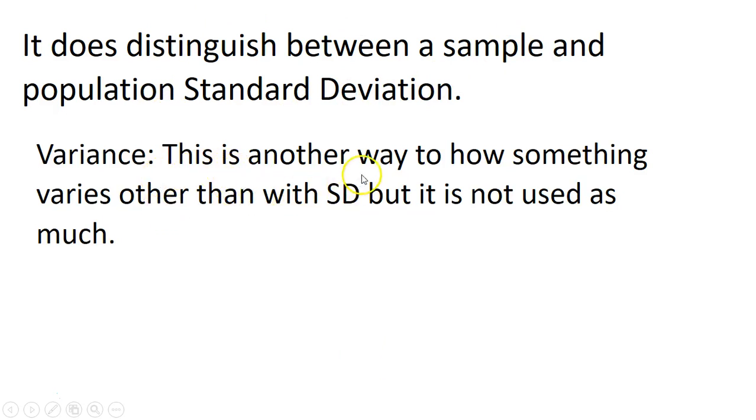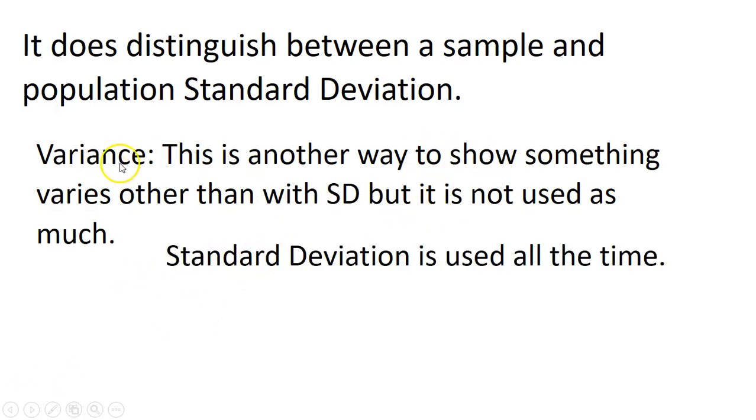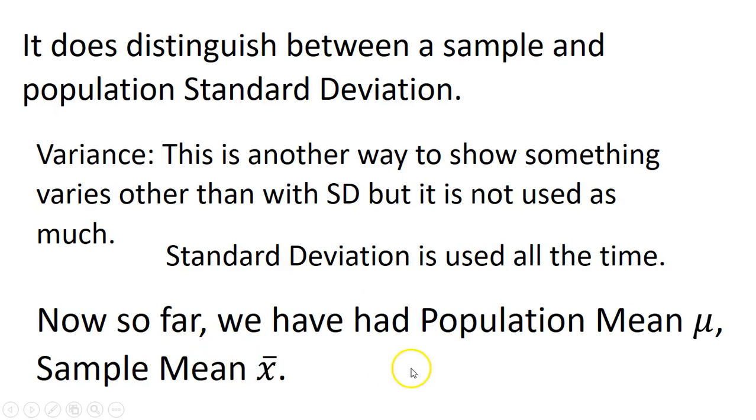Variance, right? This is another way to show something varies other than with standard deviation, but it is not used as much. Sorry, just had to change that to show. Variance, right? Standard deviation is used basically all the time, okay? Now, so far, we've had population mean, and we've had sample means, right? We have variance, which is something else, but you'll notice that it's not on the list of your calculator, but it's simple to find.